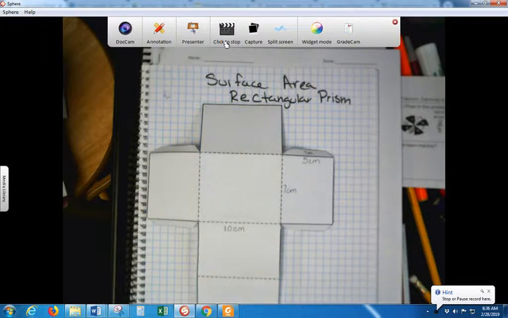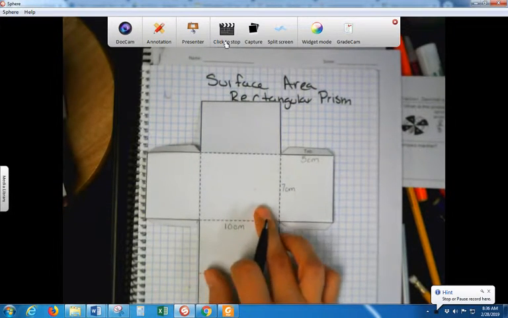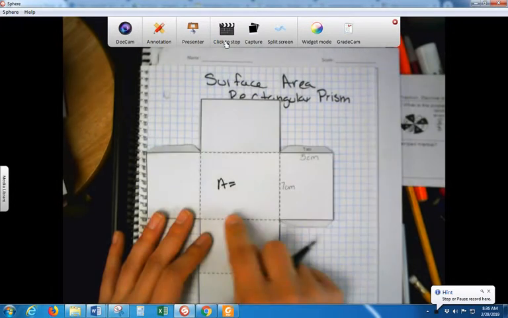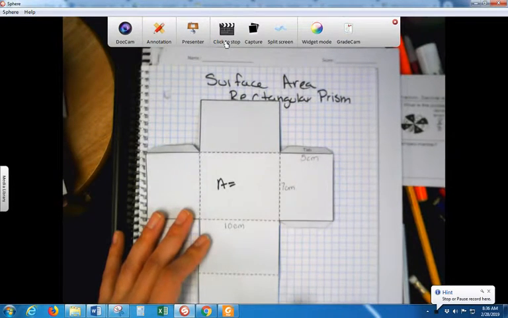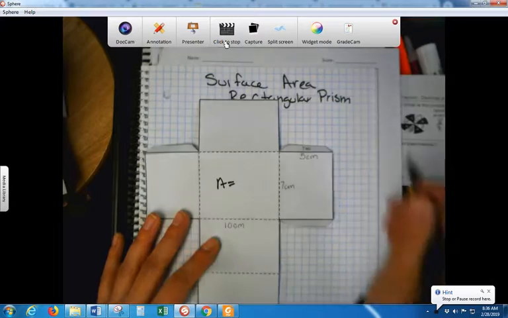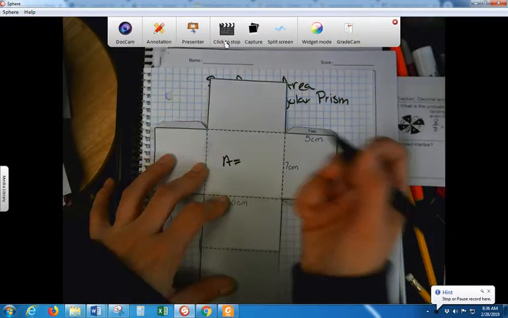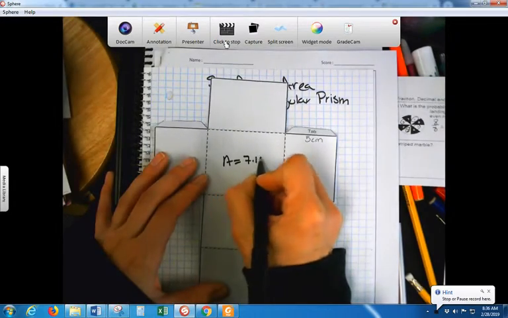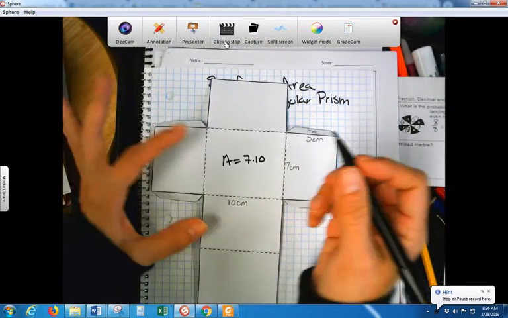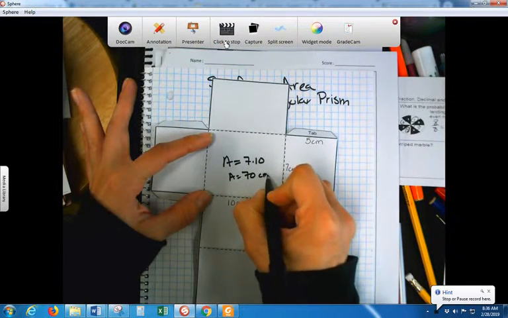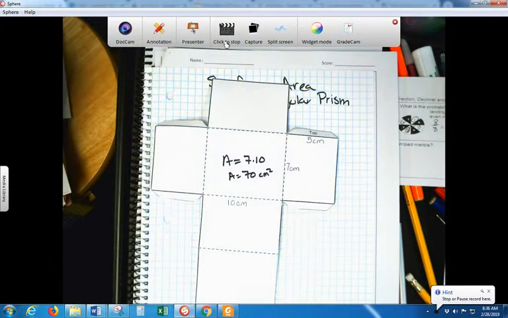Okay, so this is the easiest side to figure out right now. What is the area of this part of your rectangular prism? 70. Yes, it is 70. Why do we know that it is 70? Yeah, it would be 7 times 10 or 10 times 7. Commutative property changes the order. 70 centimeters squared. Right? All right.